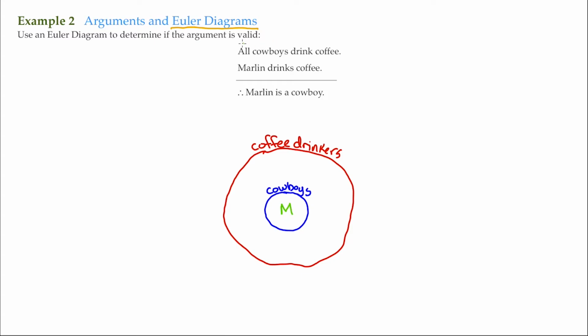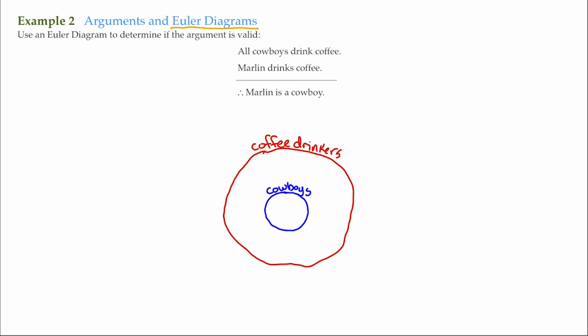So do these two premises confirm our conclusion here? All cowboys drink coffee. That's the blue and red circles here. Marlin drinks coffee. That's the green here. So therefore does Marlin is a cowboy? Well, for this representation, it looks like it's true. It looks like it confirms it. However, that's if Marlin is inside this circle here. There's nothing that says it has to be there.